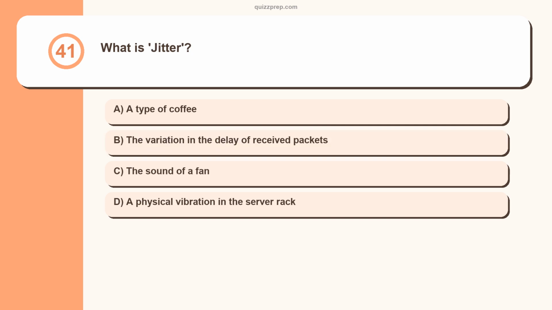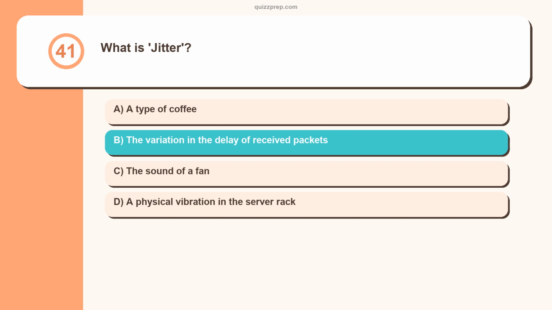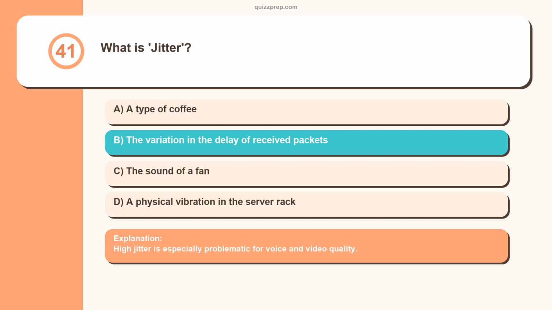Question 41. What is jitter? A type of coffee, the variation in the delay of received packets, the sound of a fan, a physical vibration in the server rack. High jitter is especially problematic for voice and video quality.